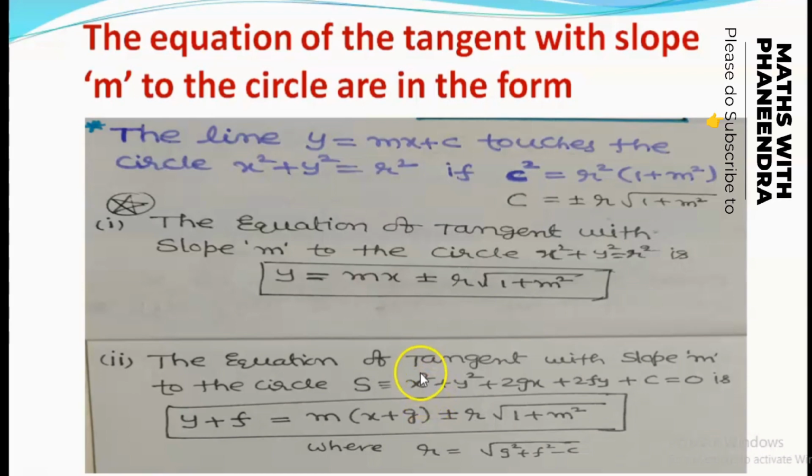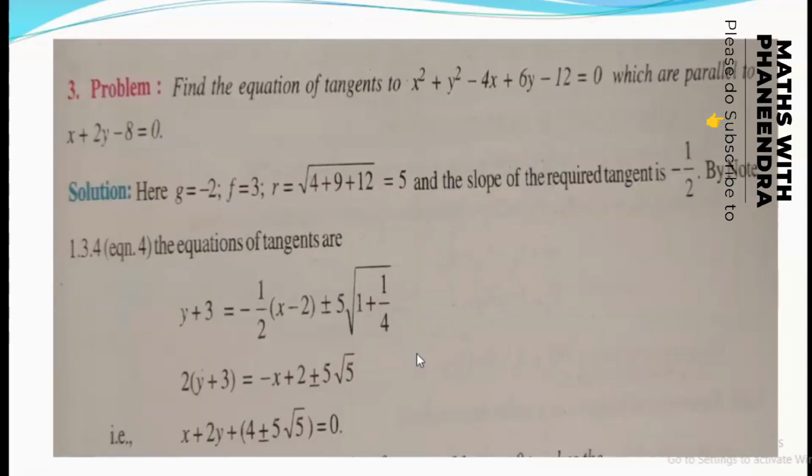Now we will take the problems. Find the equation of tangents to the circle x square plus y square minus 4x plus 6y minus 12 equal to 0, which are parallel to x plus 2y minus 8 equal to 0. Here they are asking to calculate tangent equations. These tangent equations are parallel to the line x plus 2y minus 8.